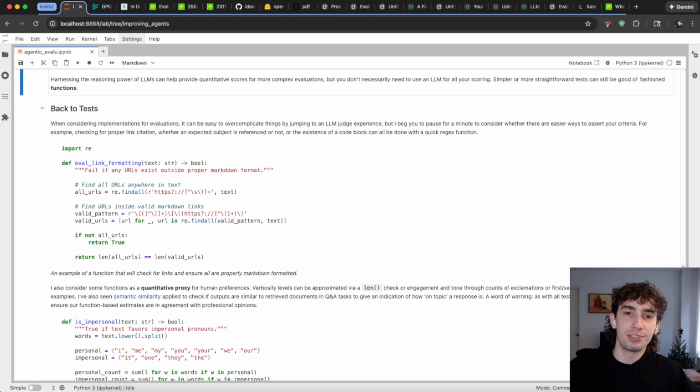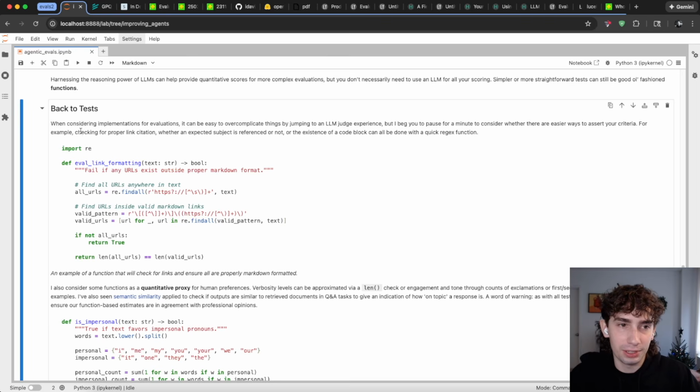As a quick side tangent, it's not necessary to actually use language models for all of your scoring. Simpler or more straightforward tests still can be done with just straight functions or assertions. For example, if you have something like specific formatting where you always want a link to be in Markdown format or something, it would be a lot easier just to check that this is true or false with something like a quick regular expression-based function.